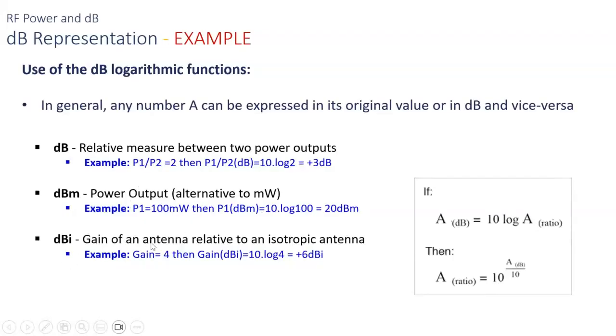For dBi, if the gain of an antenna relative to an isotropic antenna is 4, I need to measure it in dBi. Also, I will take the log: 10 log 4. How much does it equal? 6 dBi. The i means with reference to the isotropic antenna.